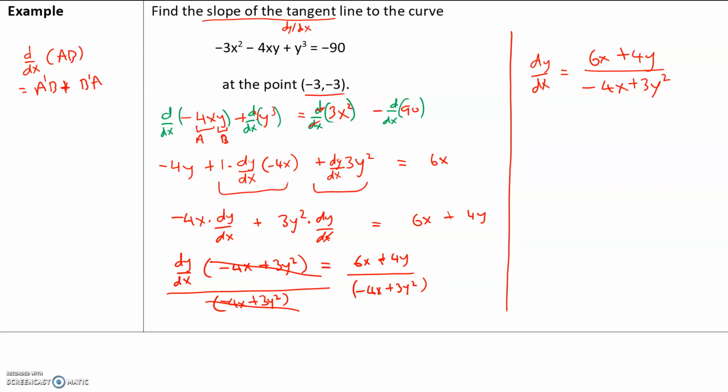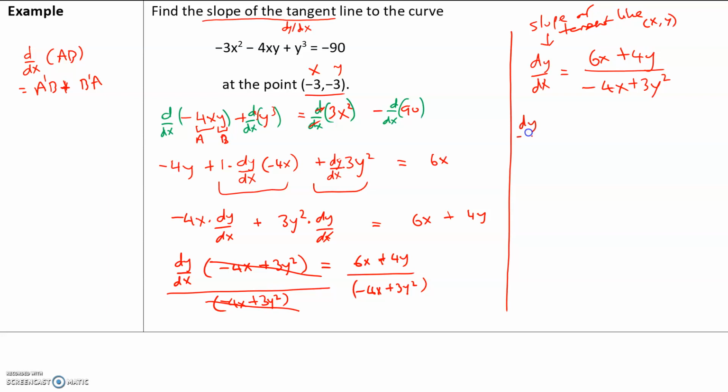dy/dx, this is the slope of the tangent line at the point (x, y). Now we want to find the slope of the tangent line at the point negative 3, negative 3, so what do we do? I just plug these in. So I'm going to plug in x equals negative 3, y equals negative 3. That's my x, that's my y.